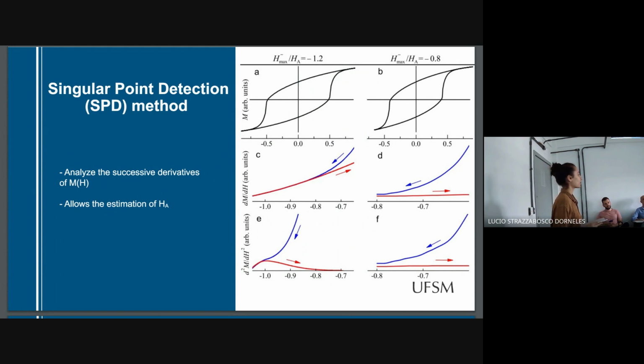When they overlap, this tells us that our curve is saturated. So it is a major loop. So the left curve is the saturated one, and the right one is not, just because of the overlapping of the curves over there.